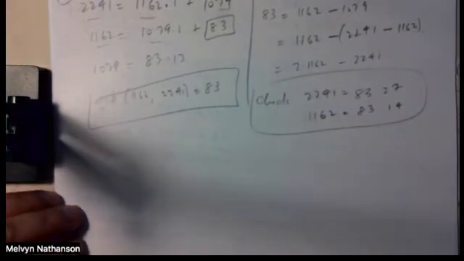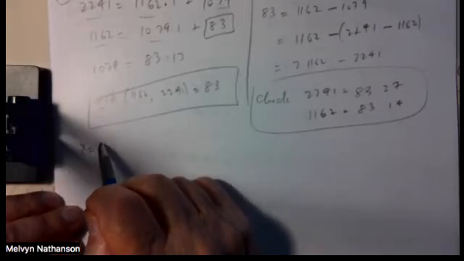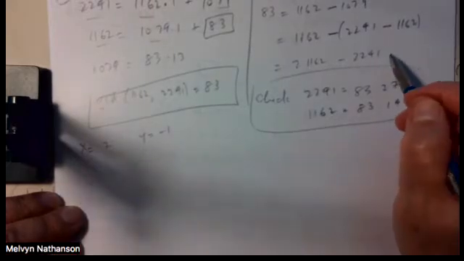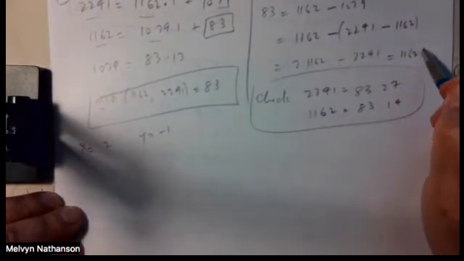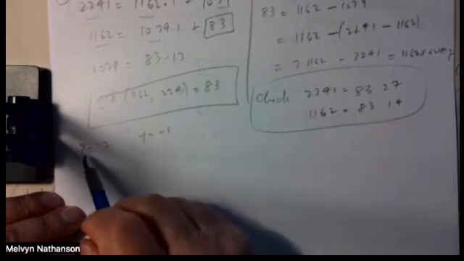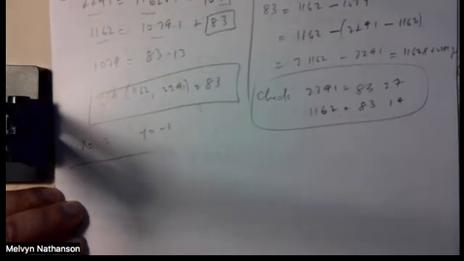So if you let x equal 2 and y equal minus 1, 83 is 1162x plus 2241y. These are the values for x and y. Okay.